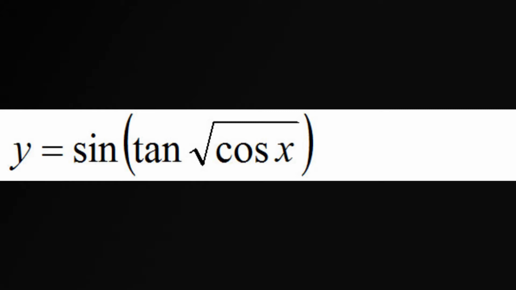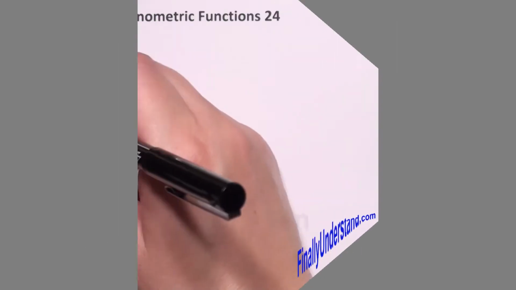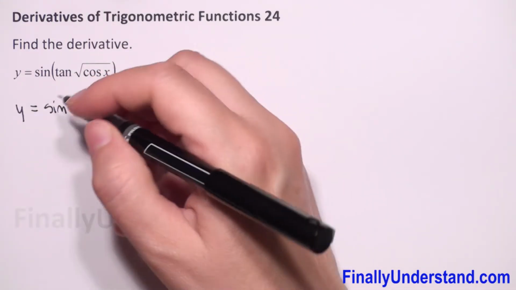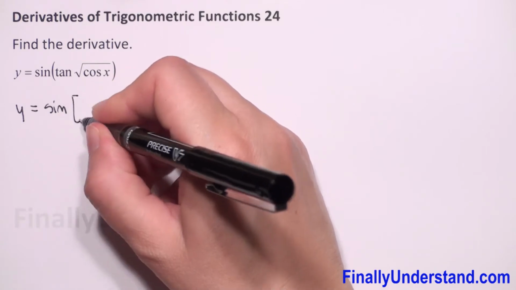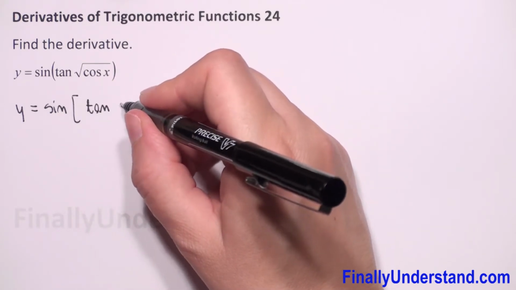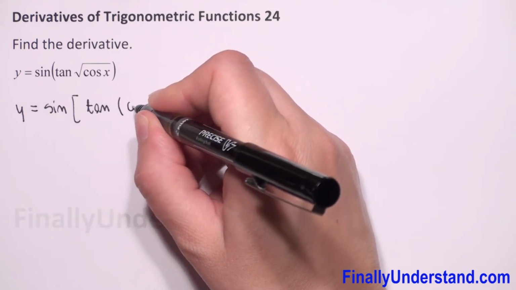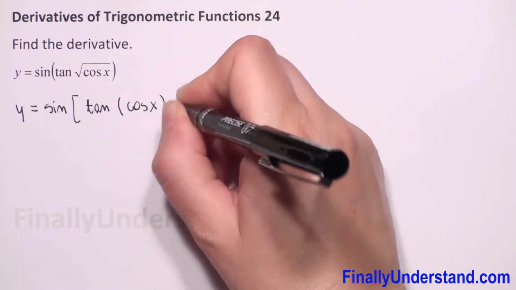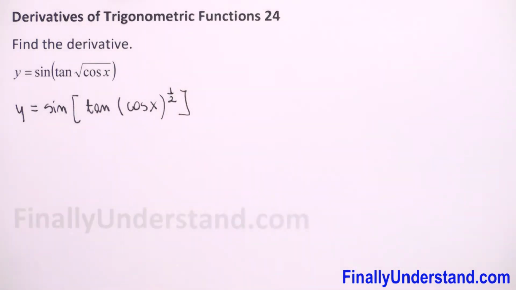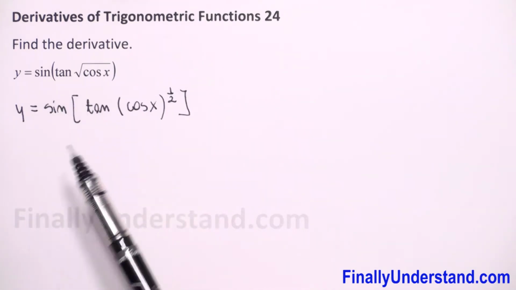First I will change the square root to power form, so we will have y equals sine, and I will change this parenthesis to brackets, so it will be in brackets tangent of, and we will have cosine of x to power 1/2 in brackets. To find the derivative of this function, we have to treat it like a composite function.